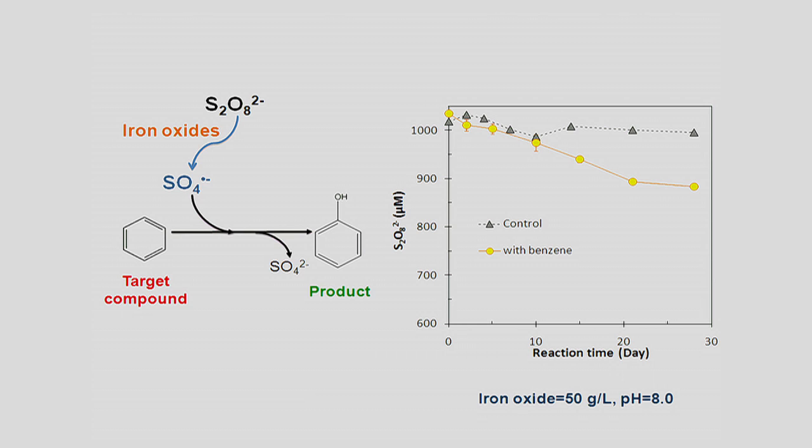So let's look at the figure on the right side. The gray triangle curve shows the stability of persulfate in the control experiment without iron oxide. But when we have iron oxide and benzene mixed into the system, then persulfate is activated into sulfate radical, and sulfate radical reacts with benzene. So we can see that through a period of 30 days, persulfate gradually decreased because it is activated by iron minerals to generate sulfate radicals.